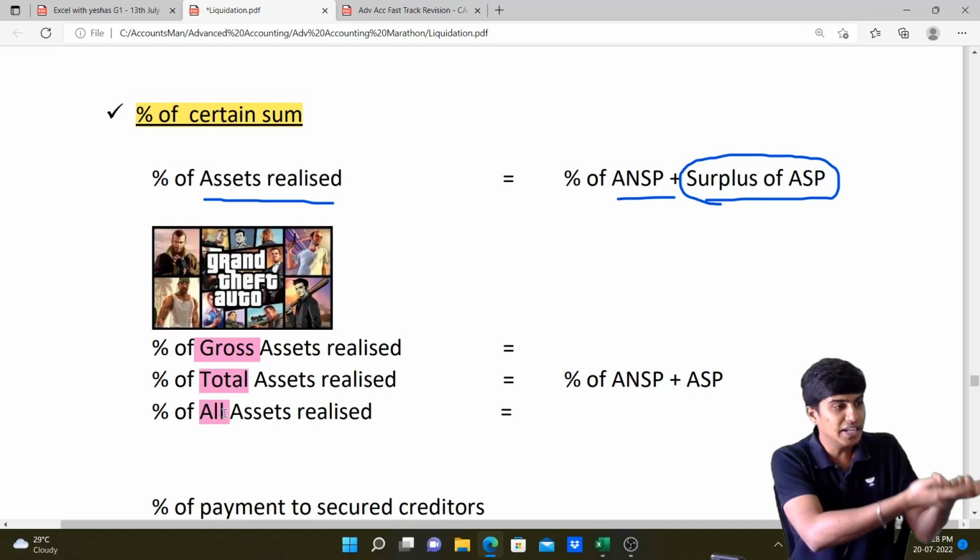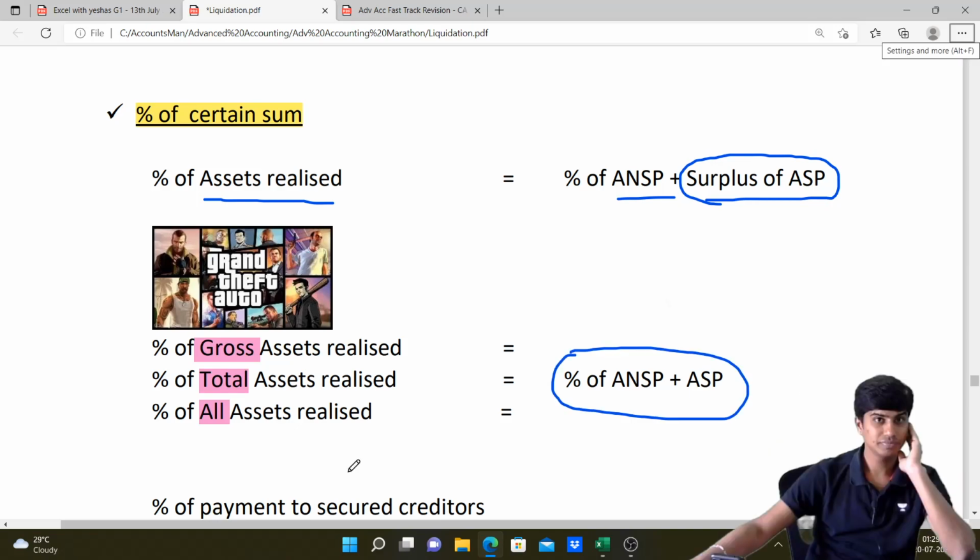Next comes the very tricky part. So this sounds very normal, but it's actually still tricky. I'll tell you why it is tricky. Whenever they use the word percentage of payment to secured creditors, they would say that the liquidator is entitled to remuneration as a percentage of secured creditors. So what do we do? We compute it only on the secured creditors, no?